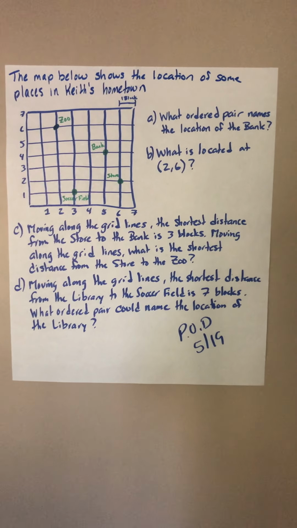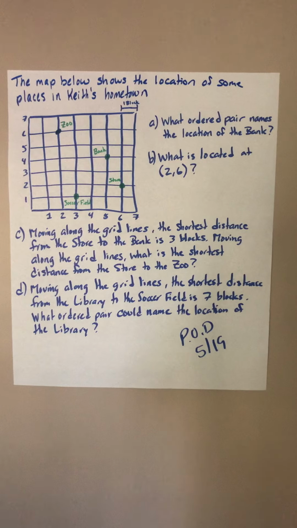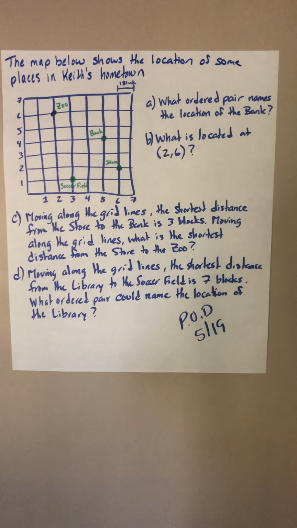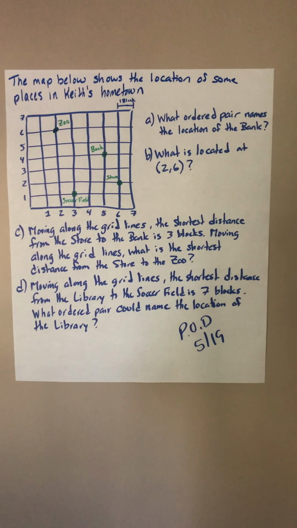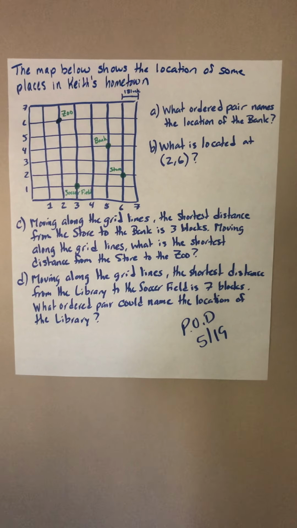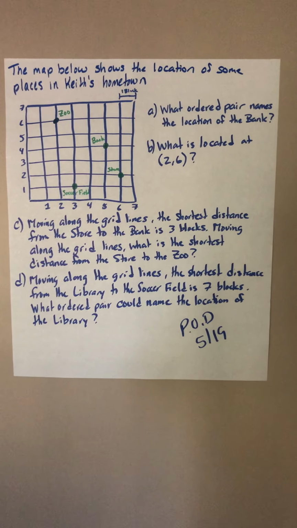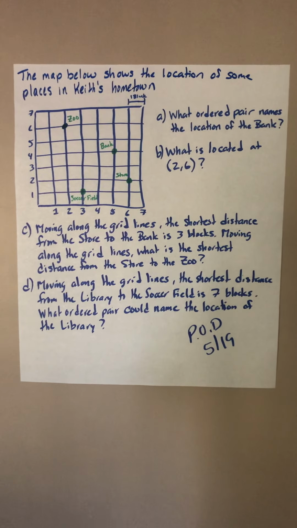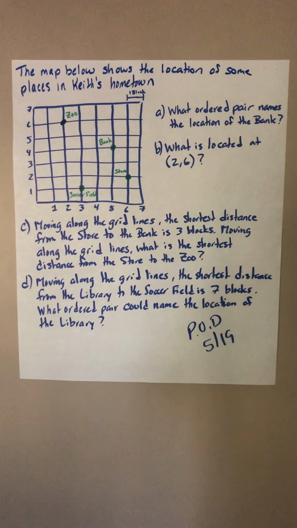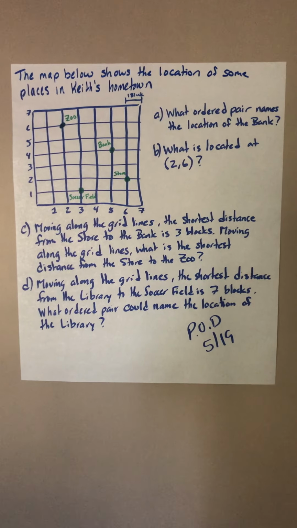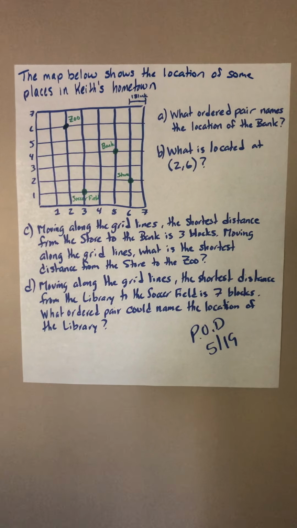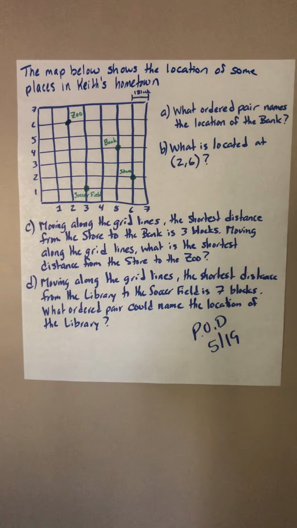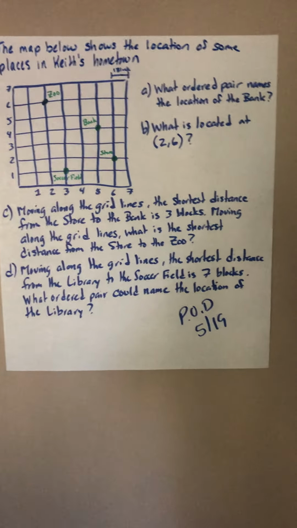So it says the map below shows the location of some places in Keith's hometown. Part A, what ordered pair names the location of the bank. Part B, what is located at 2, 6. Part C, moving along the grid lines, the shortest distance from the store to the bank is 3 blocks. Moving along the grid lines, what is the shortest distance from the store to the zoo? And then part D, moving along the grid lines, the shortest distance from the library to the soccer field is 7 blocks. What ordered pair could name the location of the library?